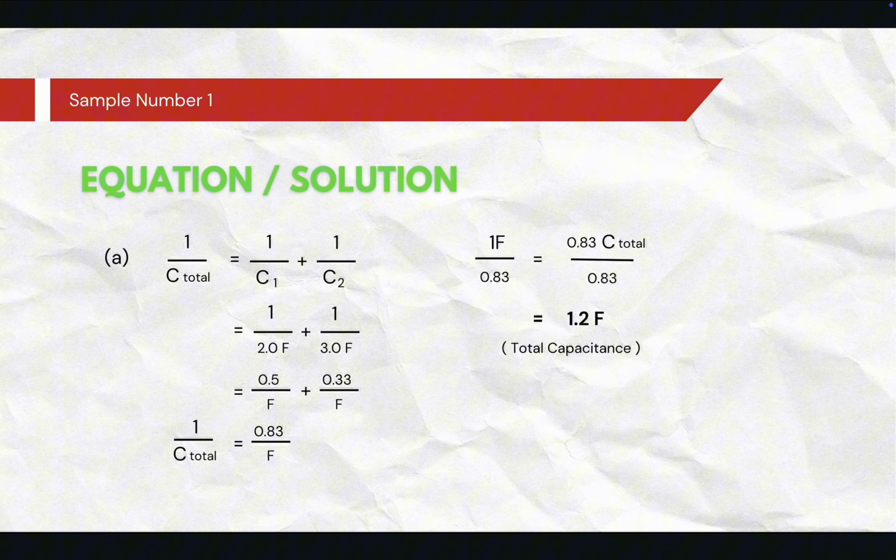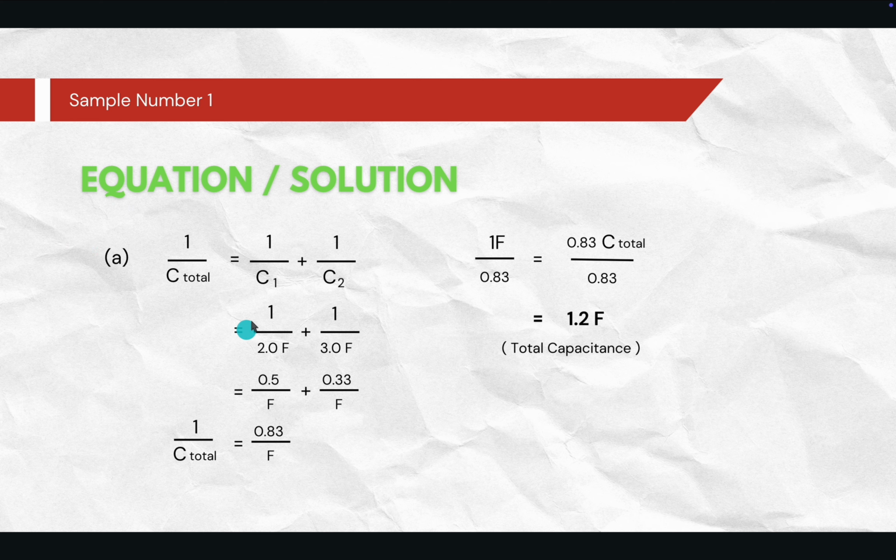Equation 1, di ba hanapin natin yung total capacitance. Ang gagamitin natin na formula sa pagkuha ng total capacitance sa series is 1 over C total, so 1 over C total is equal to 1 over capacitance number 1 plus 1 over capacitance number 2. So, i-substitute lang natin yung given sa capacitance number 1 and number 2.